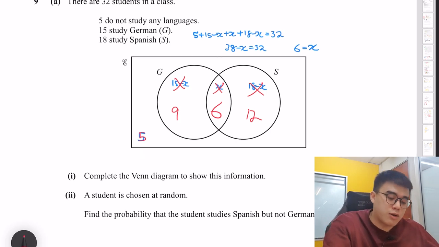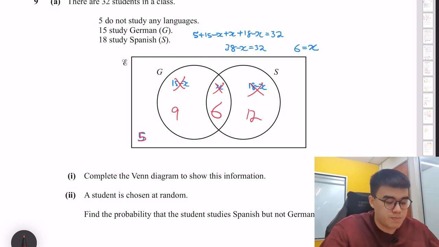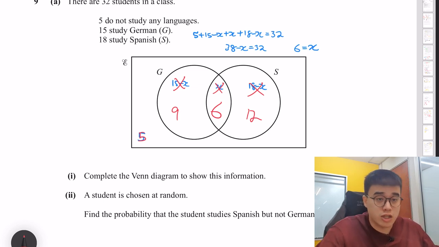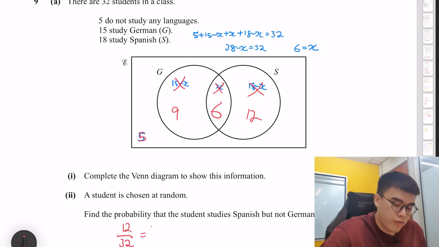So probability question for part 2. Probability that a student studies Spanish but not German. Which means out of the students over there, only 12 of them study Spanish only. So 12 over 32, let's simplify it. You will get your answer as 3 over 8. Or you can write it as 0.375.